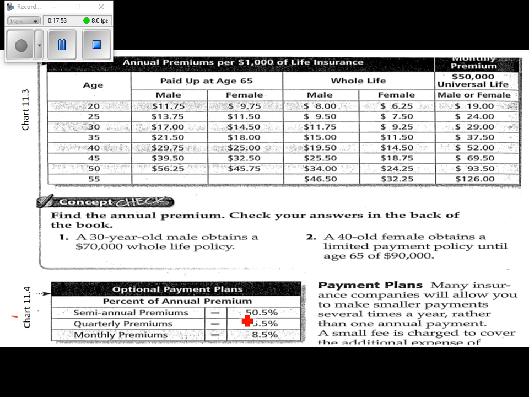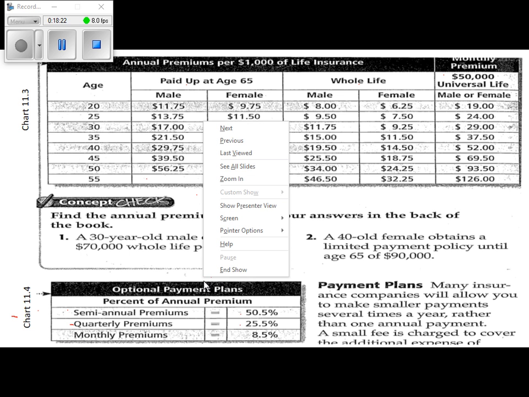If you do it quarterly, notice it's 25.5%, so again, that's another 0.5% added on each quarter that you're paying into them. And then monthly, it's 8.5% times your annual premium, and that would be your monthly pay, how much you pay per month. We're going to use these two charts for some of the problems.